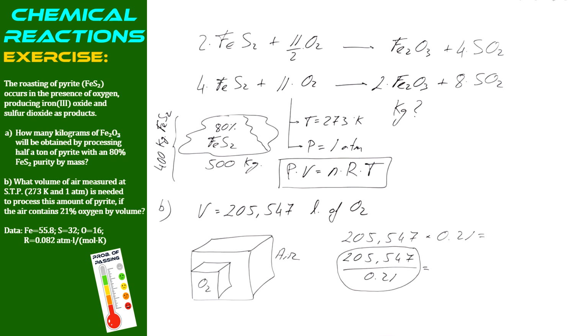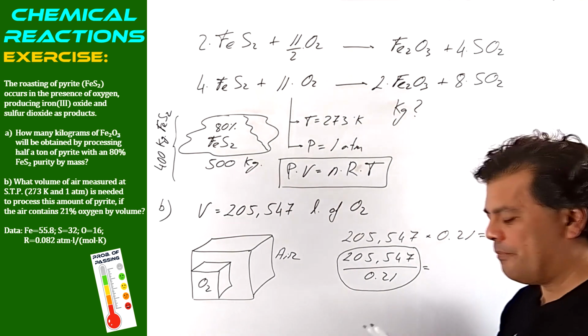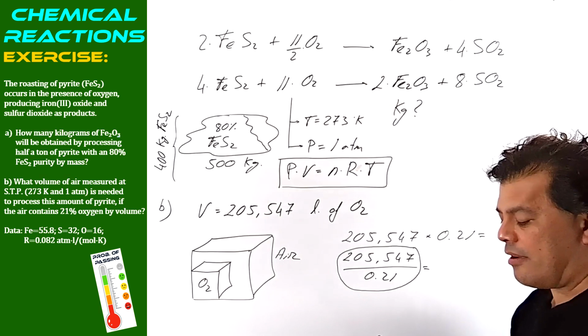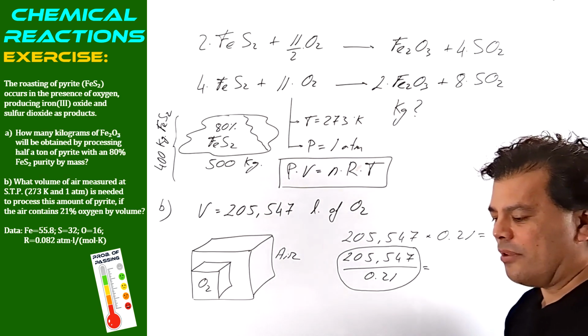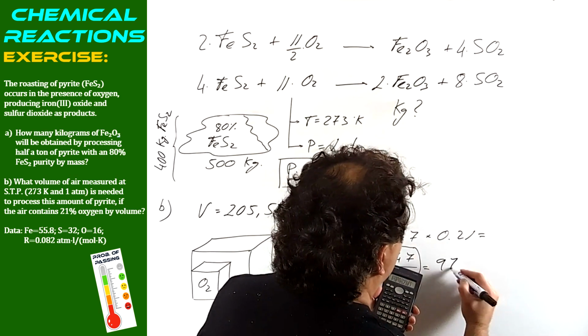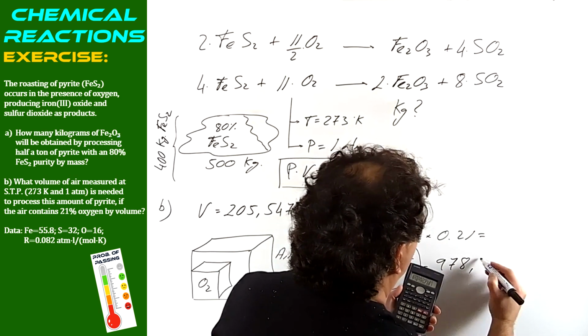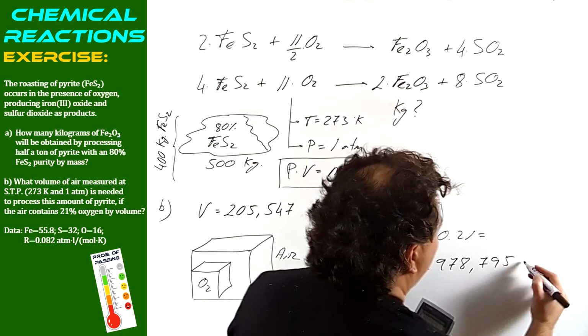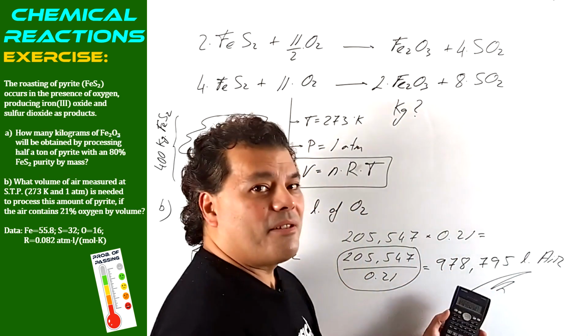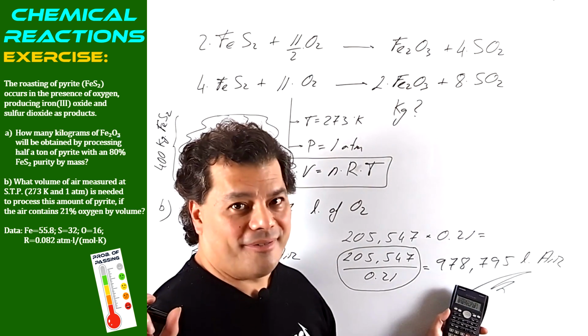So let's use our calculator to do 205,547 divided by 0.21, and we are obtaining 978,795 liters of air. This is the solution for B section.